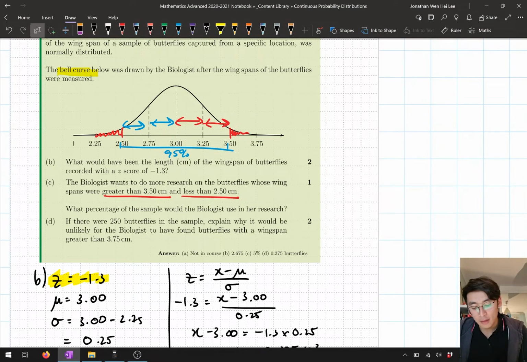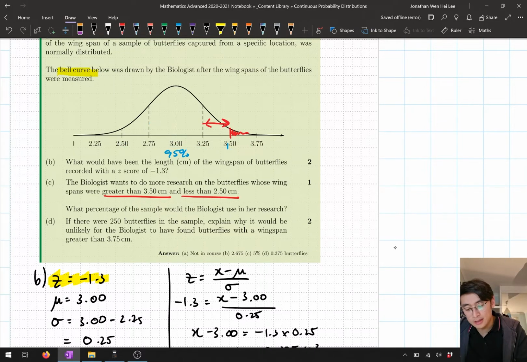Part D. If there were 250 butterflies in the sample, explain why it would be unlikely for a biologist to have found butterflies with a wingspan greater than 3.75. Okay, so this part here. We get told that in the sample there is 250 butterflies. We're going to be using that in a moment. We want to explain why it's unlikely that we found any butterflies with a wingspan greater than 3.75. Okay, greater than 3.75. That's over here and this area up here.